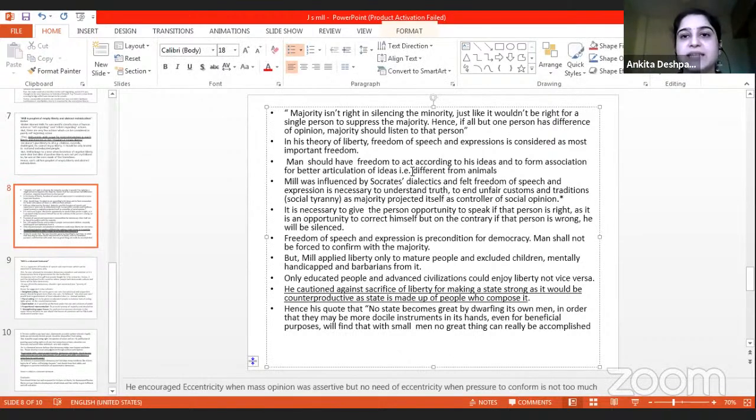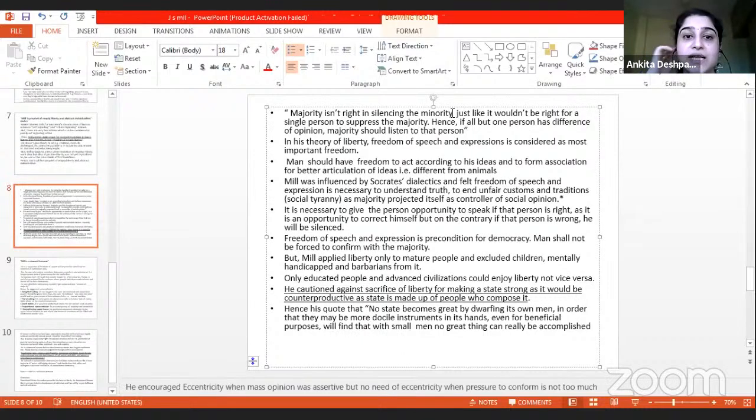See, because man has freedom of speech and expression, we can talk, we can communicate, all right? And because we can communicate, then we can act. That is what sets us different from animals. And that's the reason why he says the majority isn't right in silencing the minority. Just because 10 people have a particular opinion and 2 people have a different opinion does not mean the 10 people are right. All right, he says, listen, give importance to the opinion of the 2 people in the minority also, because they may also have something worthwhile to say.